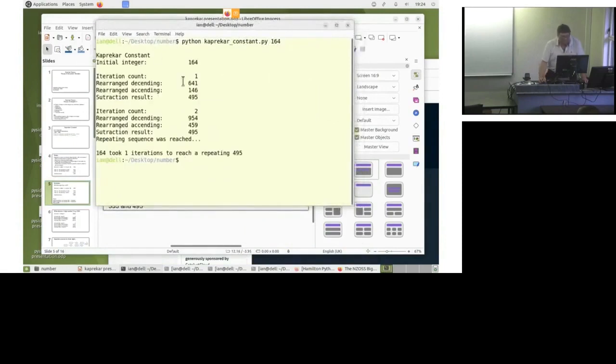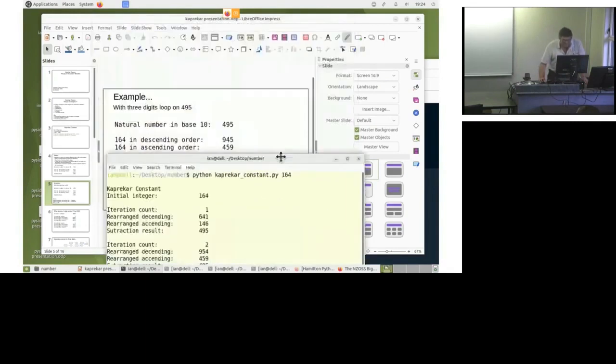Okay, on the first iteration, arrange descending 641, ascending 146, and we get 495. And then if we put 495, we get 954, 459. The next time through, we get 495 again. Okay, so that's my little program demonstrating it.